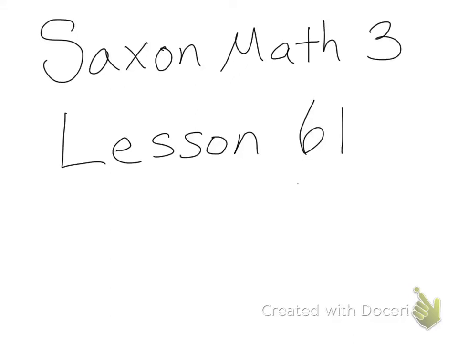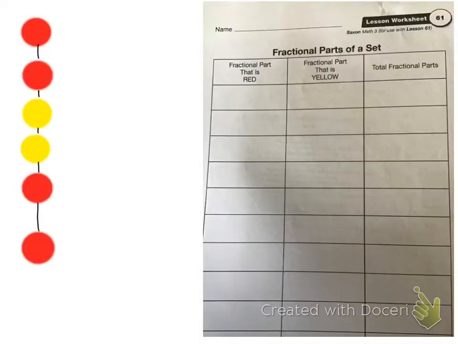All right, today's lesson is lesson 61, how to write the part of a set as a fraction. So I have these counters here. I've got yellow and red ones, and we're going to pretend that these are beads on a necklace. I've arranged them into this kind of necklace bracelet. As you can see, I have red, red, yellow, yellow, red, red.